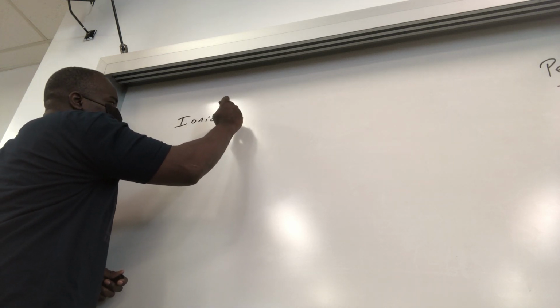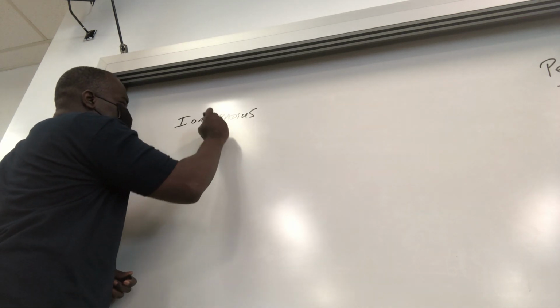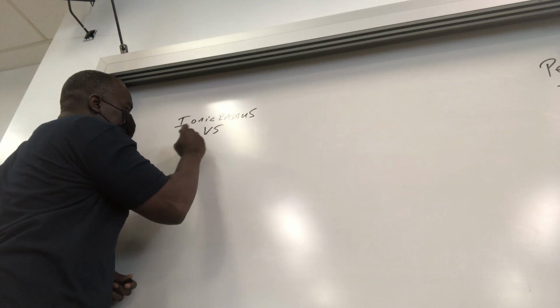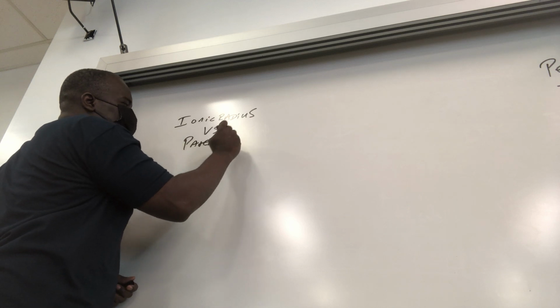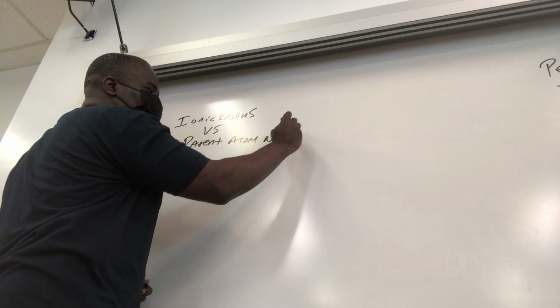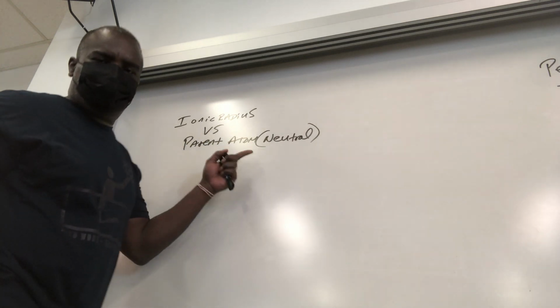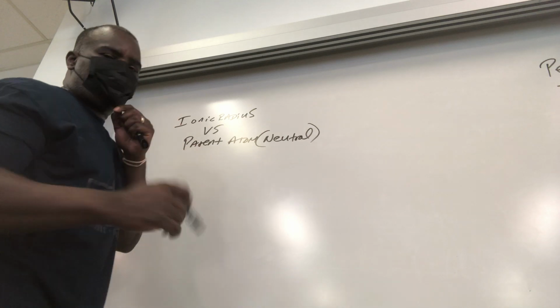Ionic radius versus parent atom. All right, the parent atom is the original neutral form. So let me put it in brackets right here: the original neutral form, right? So, let's do a classic example.